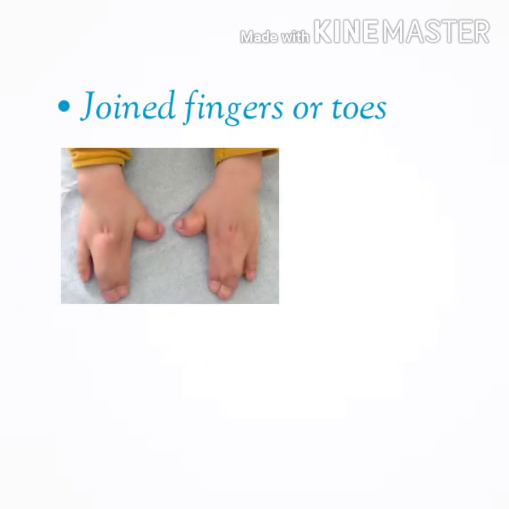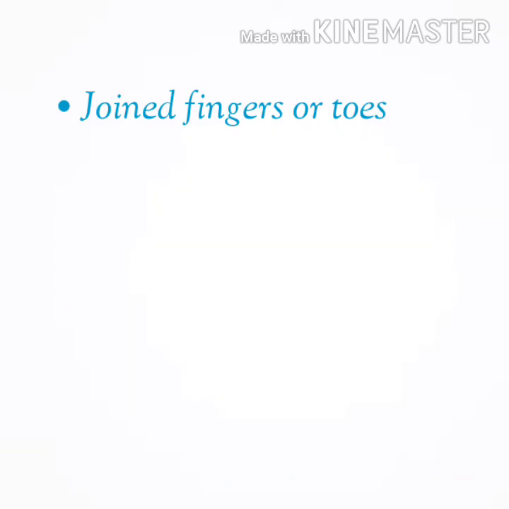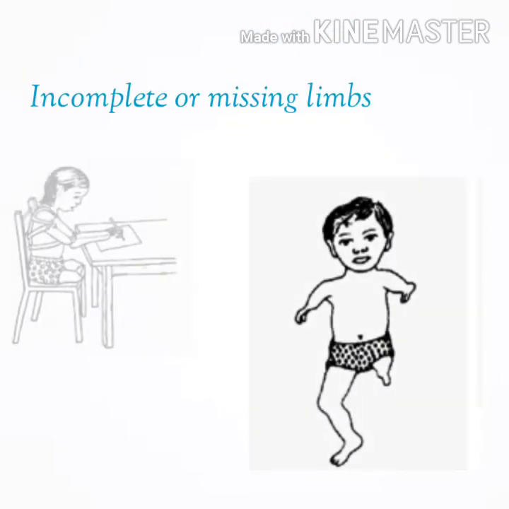The next is the joined fingers. So, the hand or the foot is joined. So, the role of the teacher here is to encourage the students to undergo surgery or stretch out the skin around the areas. The next is incomplete or missing limbs.